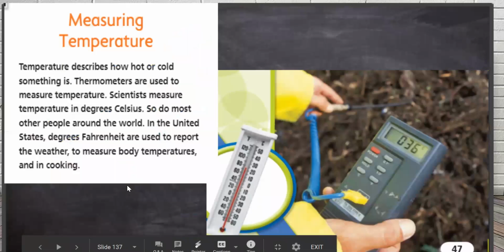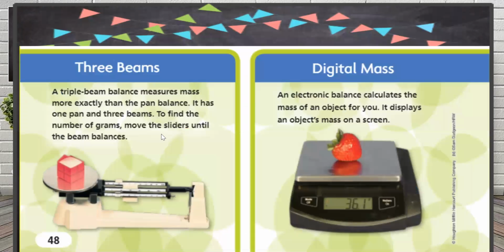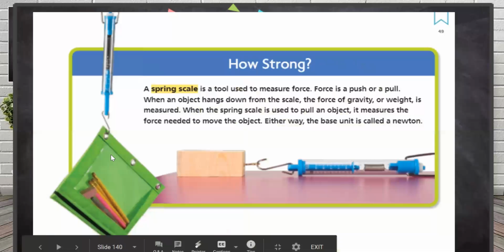Now, over here, is the pan balance accurate or the digital mass accurate? Which one of them is more exact? I think the digital mass. Excellent, the digital mass. Also over here, the triple beam can be more exact.